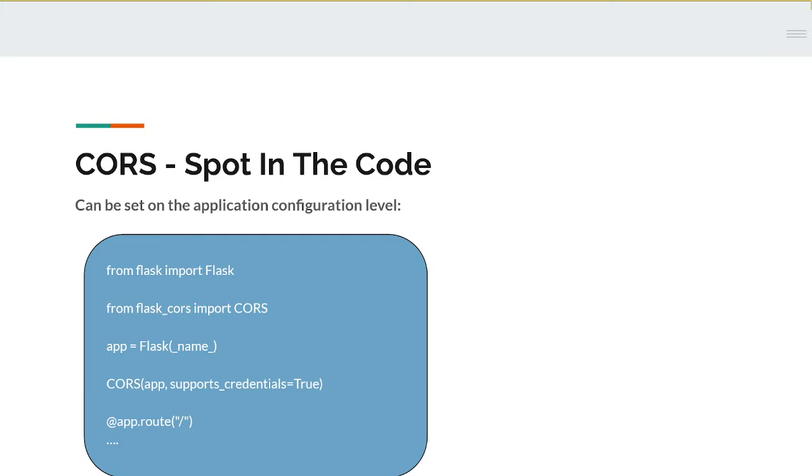Here we have a code example. It's based on Flask. And pretty much what you can see here is that the CORS is being specified on the application level, right? So we are creating our app, and you see after that in the CORS, we are passing the app as an argument, plus we also have credentials equals true.